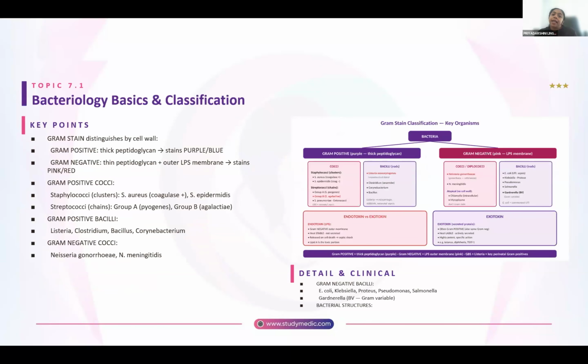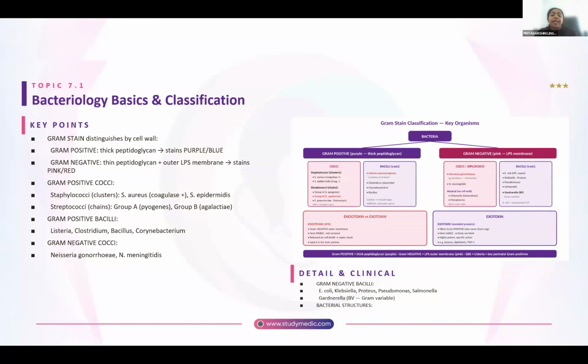The bacteria can be classified based on gram staining. The gram staining is going to distinguish the bacteria by the presence of cell wall. Now, whenever you have a gram positive bacteria, that means it's going to stain purple or blue. This is because of the thick peptidoglycan cell wall. When we talk about the gram-negative bacteria, in addition to this, it also has an outer lipopolysaccharide membrane which helps it stain pink in color. So pink is gram-negative and purple or blue is gram-positive.